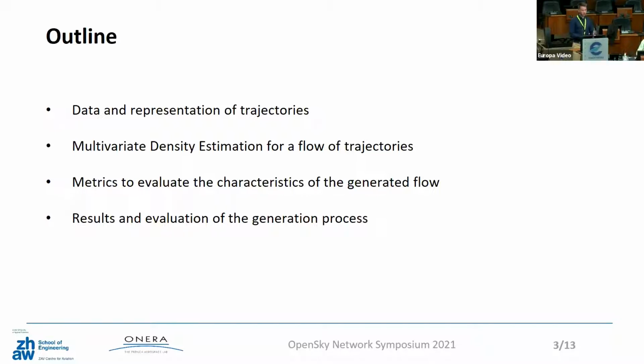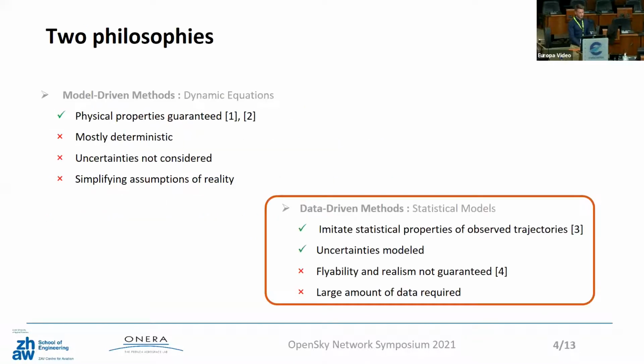So for my presentation, the outline itself. First of all, I will present the data and the representation of the trajectories we used. Then I will present shortly what multivariate density estimation models we used for the flow of trajectories we considered. Then the metrics we use also to evaluate the characteristics of the generated trajectories. And finally, what are the results we obtain and how we evaluate the generation process.